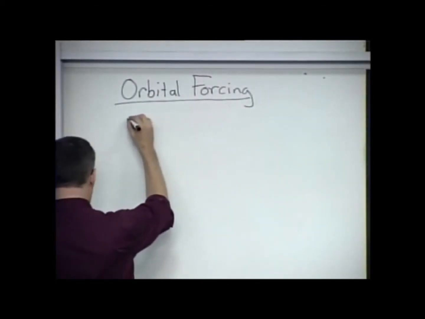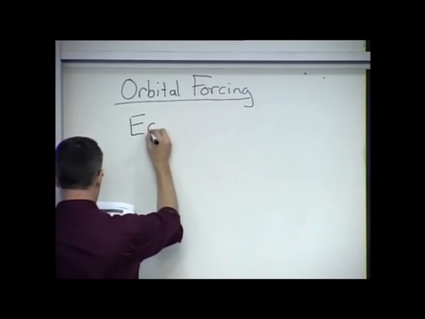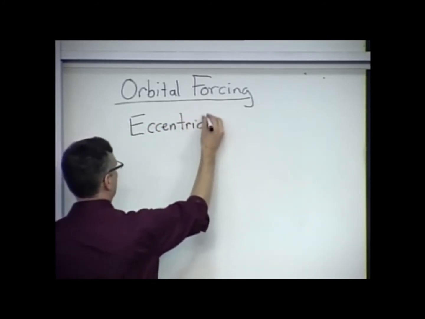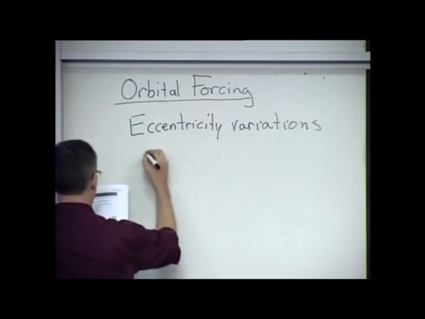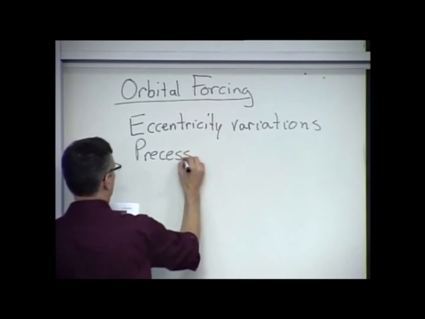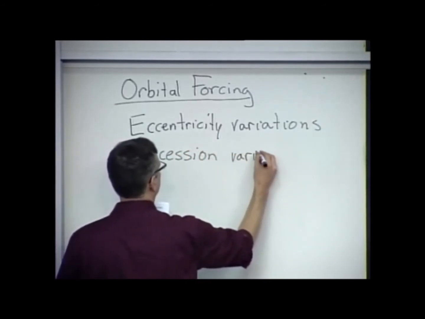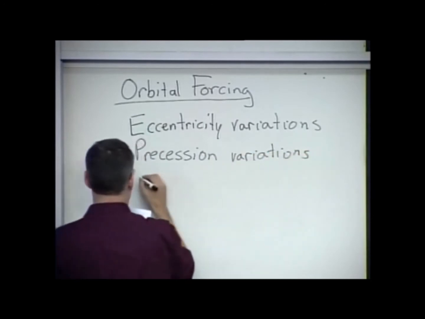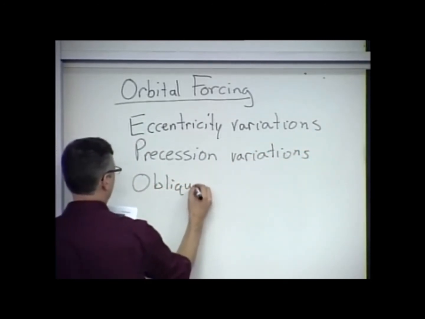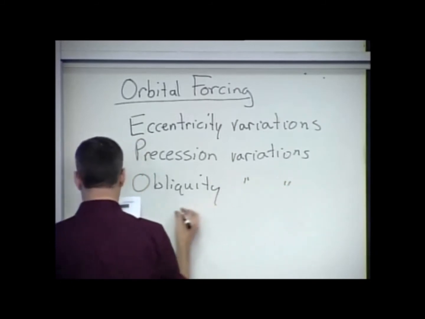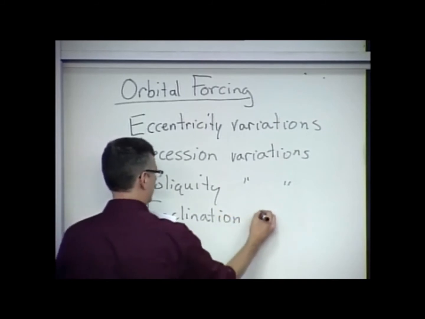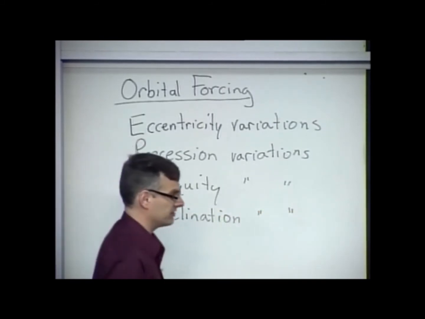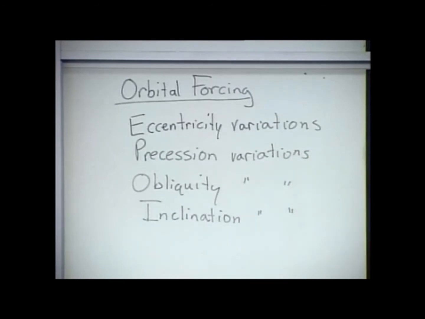There are 3 types of orbital forcing mechanisms. Eccentricity variations in the orbit of the Earth. Precession variations. Obliquity variations. And inclination variations. So as a test in 3-dimensional conceptualization, let's talk about each of these individually, and maybe you can guess how they influence the climate of the Earth.